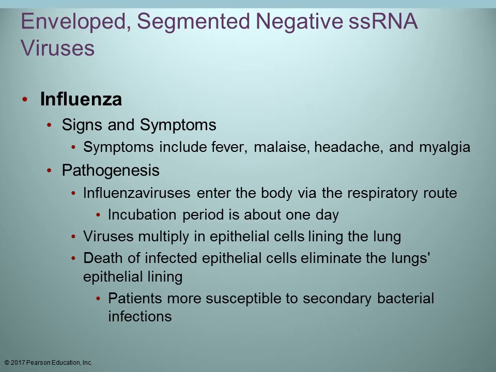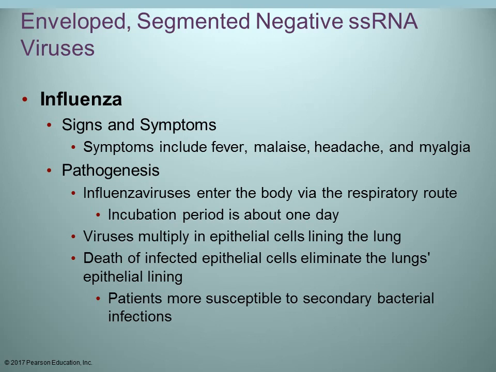For influenza, what are the signs and symptoms? Fever, malaise, headache, muscle soreness. Typically, the entry route of transmission is the respiratory route. Incubation period is only about 1 day. This is one big thing that is different from when I talked about coronavirus earlier, which is 14 days. Incubation period here is 1 day. The virus starts immediately replicating in the lungs.